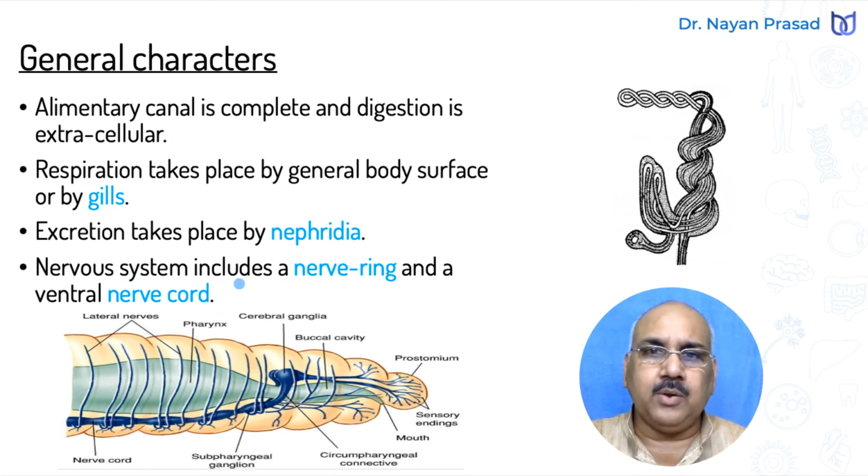Nervous system includes a nerve ring, around the alimentary canal, and a ventral nerve cord. In this diagram, we can see the nerve ring. Here, around the alimentary canal, this nerve ring includes certain swollen ganglia and a nerve cord lying below the alimentary canal. This nerve cord runs along the mid-ventral line of the body. So this one also called ventral nerve cord. Thus nerve ring and ventral nerve cord are peculiar structures in case of annelids.